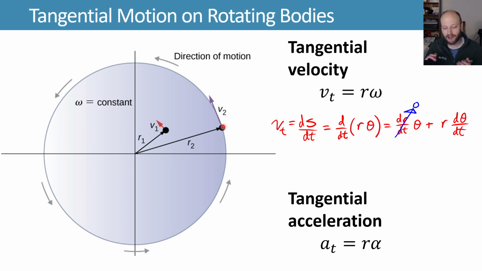Our radius, our distance away from the center of rotation, is constant. That will be true for a rigid body. As long as this body is not shrinking or expanding, whatever point we consider will stay the same distance away from the axis of rotation as we experience this fixed axis rotation. Which means that we're left with r d theta dt, where that d theta dt was omega. Similarly, we can say that our acceleration in the tangential direction is going to be r alpha.